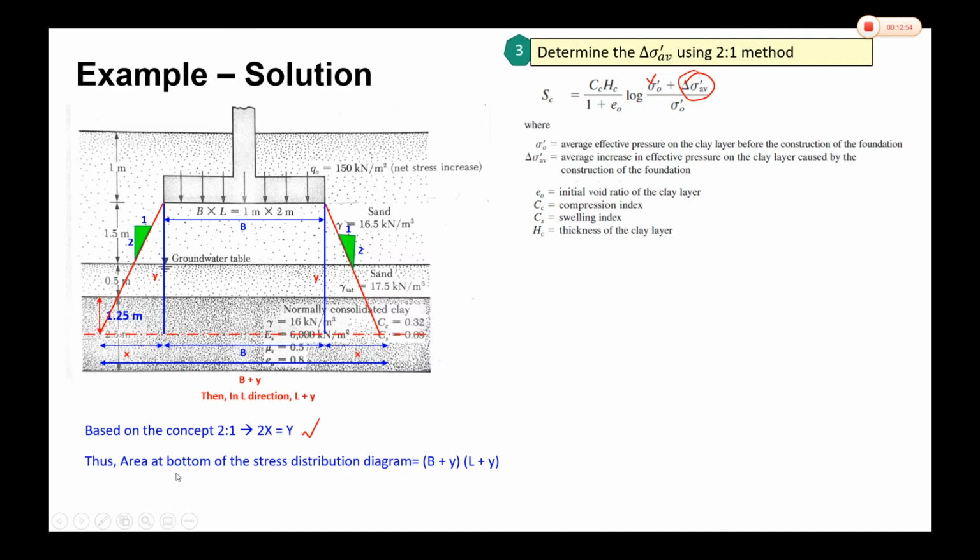So this area at the bottom of the stress distribution diagram here, by using the 2 to 1 method, you can get the area is (B plus Y) times (L plus Y). Again, Y is the distance from the base of the foundation to the mid plane of the clay layer. Remember that we project all these lines until the mid layer of the clay.